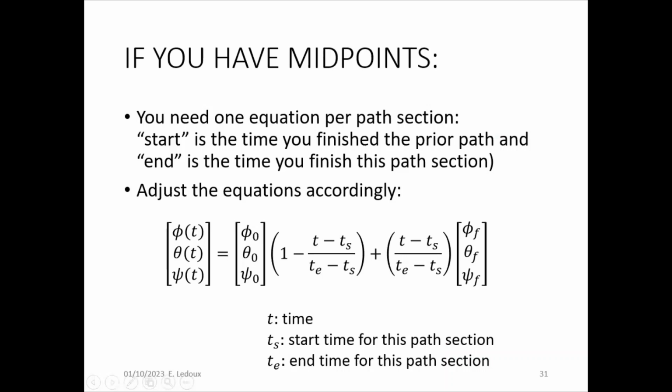Start is the time that you finish the prior path, and end is the time that you finish this path section. So you would have to adjust the equations accordingly, where t is time, ts is start time, and te is end time for that particular section. Basically, you just offset all of the equations by the start time for that section. So let's go over to the whiteboard and do an example.